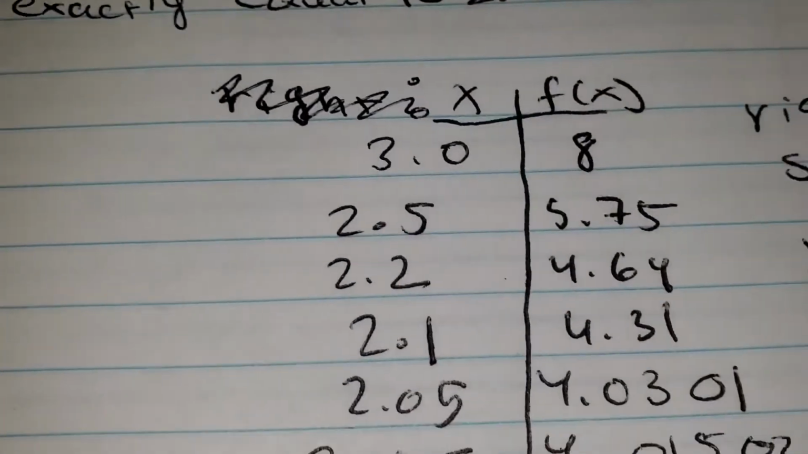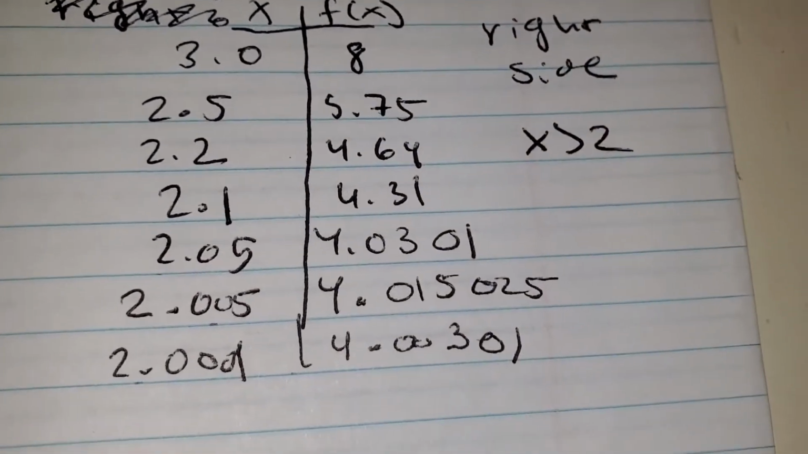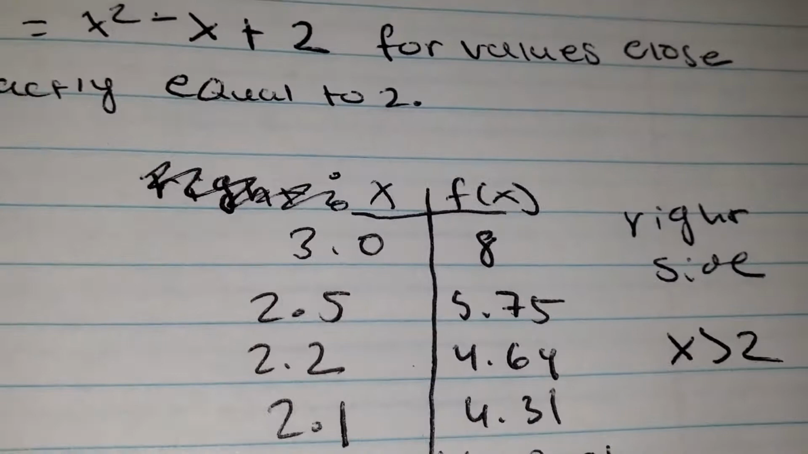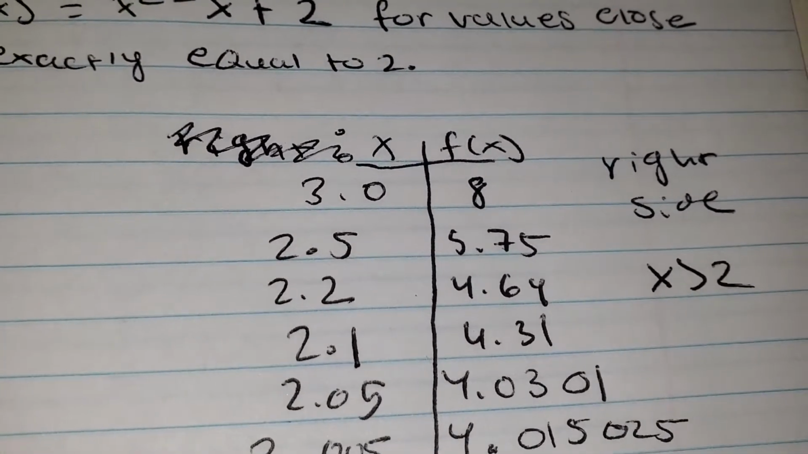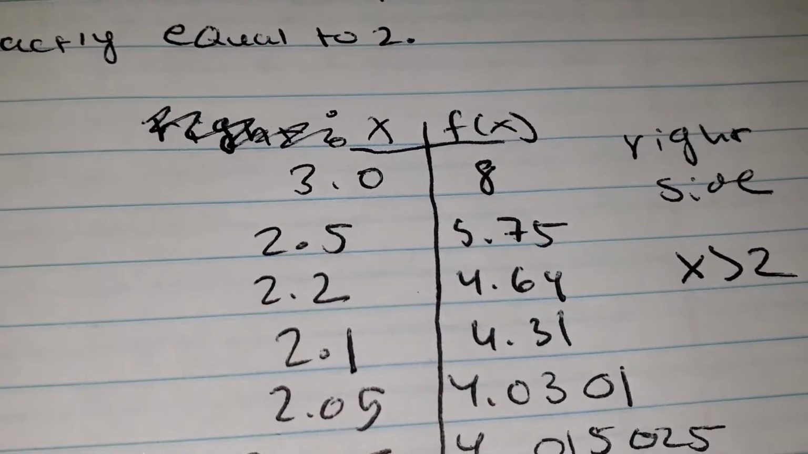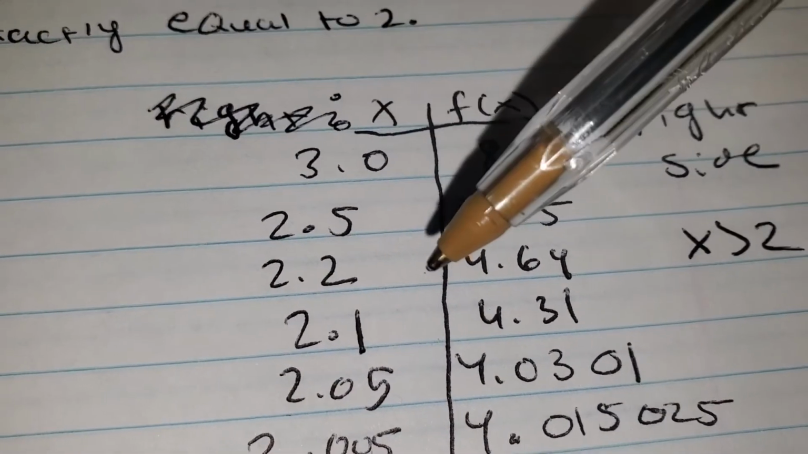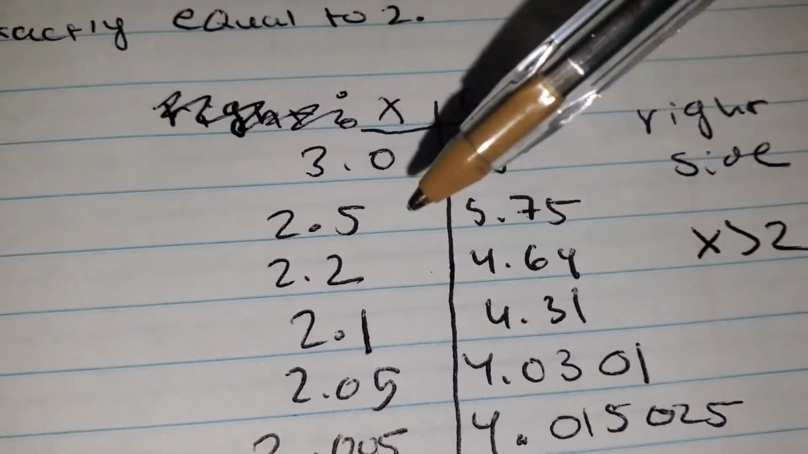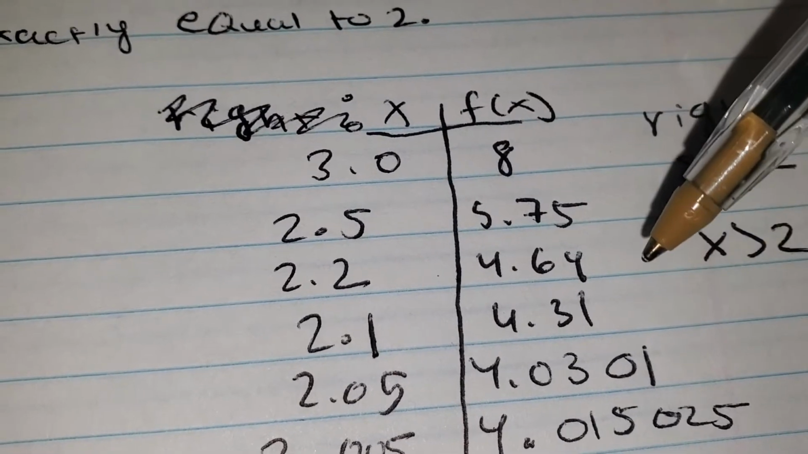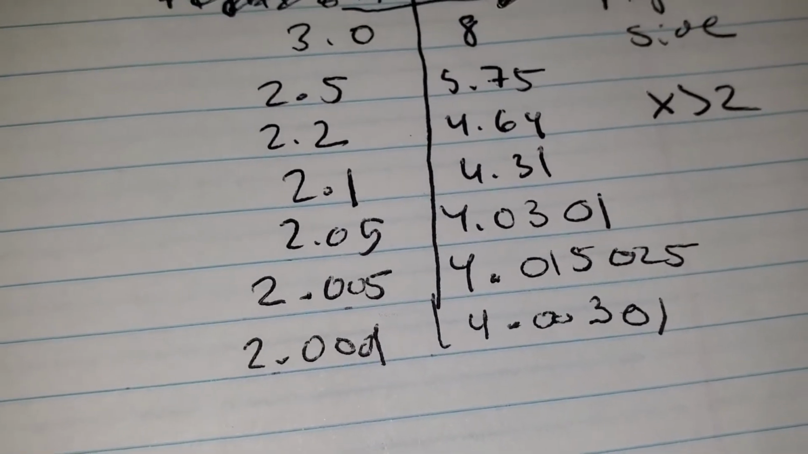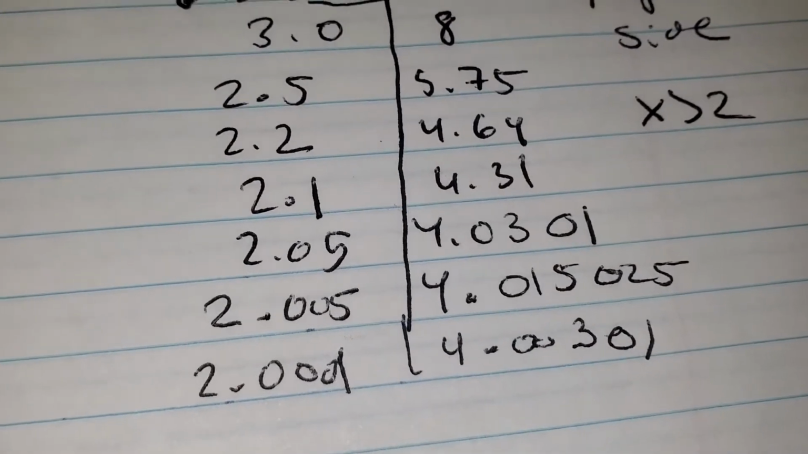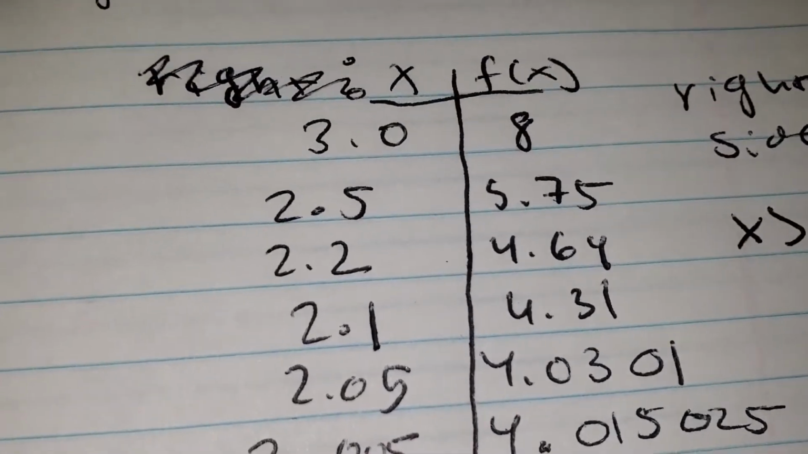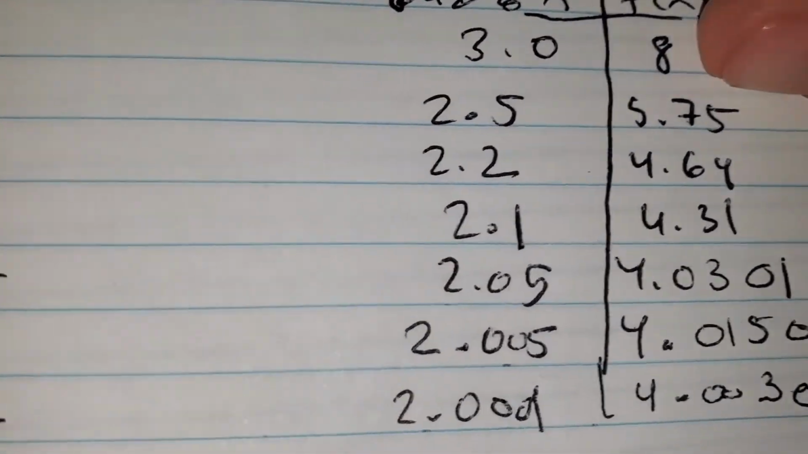We can do the same thing for the right side, numbers where x is greater than 2. Starting at 3 because it's further away: 3 goes to 8, 2.5 goes to 5.75, 2.2 is 4.46, 2.1 is 4.31, 2.05 is 4.1525, 2.005 is 4.015025, and 2.0001 is 4.0003. Essentially it's the same aspect.